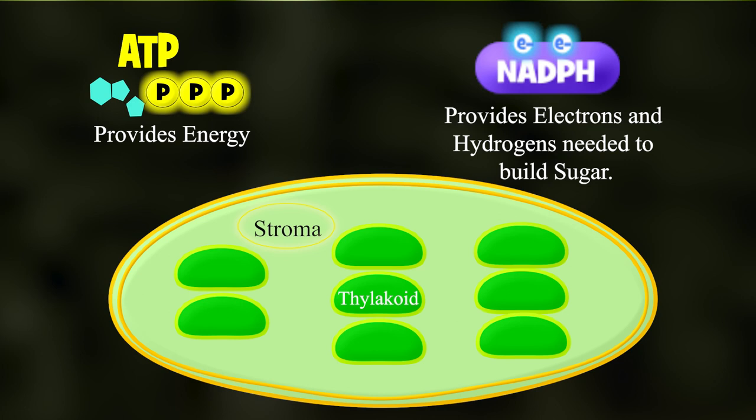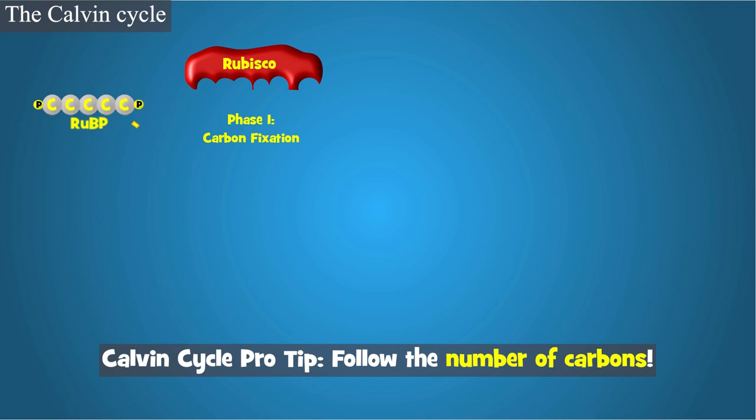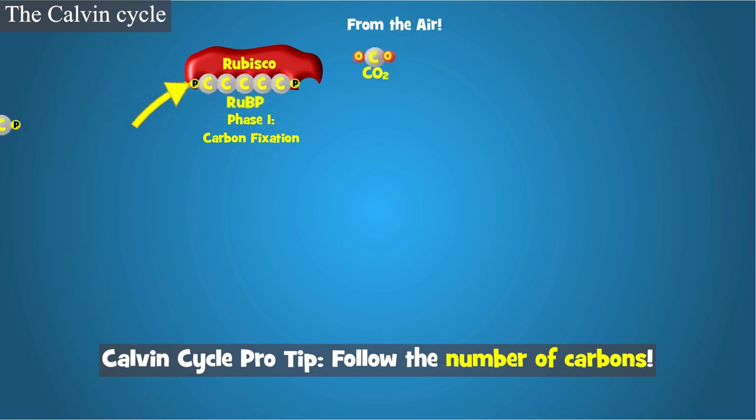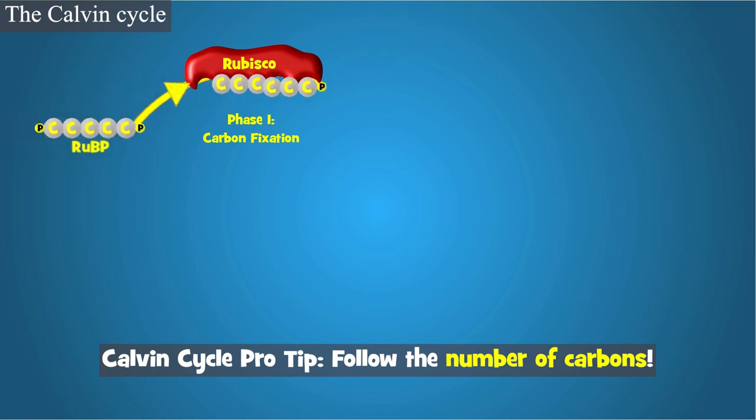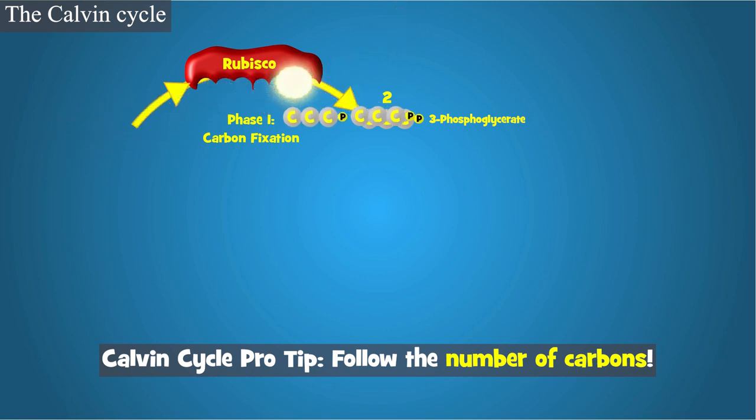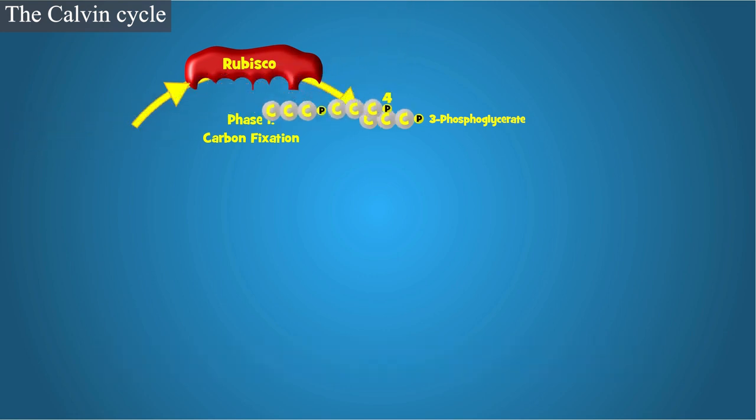Here's how it works. Phase 1. Carbon fixation. An enzyme called Rubisco takes CO2 from the air and adds it to a 5-carbon compound called RuBP. This is called carbon fixation. This makes a 6-carbon compound that immediately splits in half to make 2 molecules of 3-phosphoglycerate. Notice that we did carbon fixation for 3 molecules of CO2. You will see why soon.